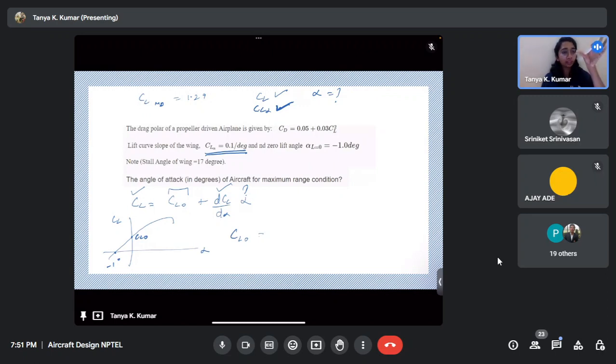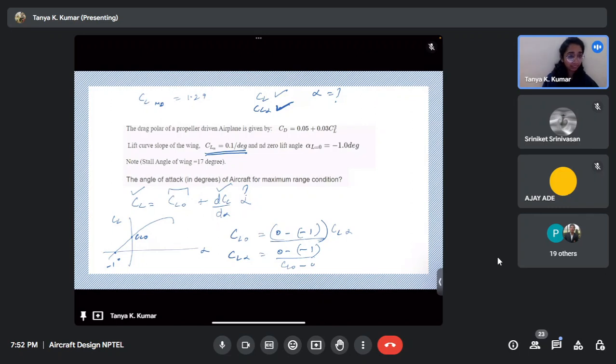Just, you have 2 points, it's a straight line. You need to find out the coordinates of 1 point and you have the slope. So you take those 2 points: you have 0 minus of minus 1 into CL alpha, right? Correct? So it's just the equation of the slope of a straight line, okay? So it will just be 0 minus of minus 1 divided by CL naught minus 0.